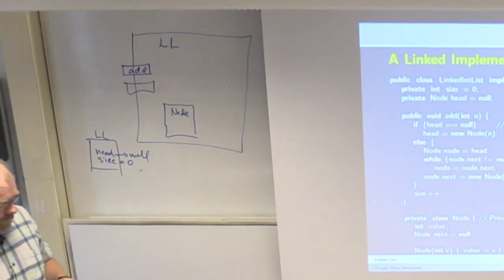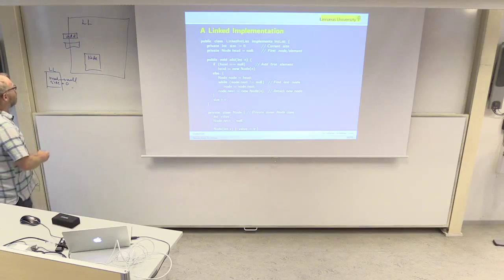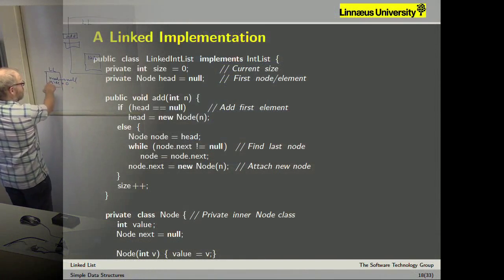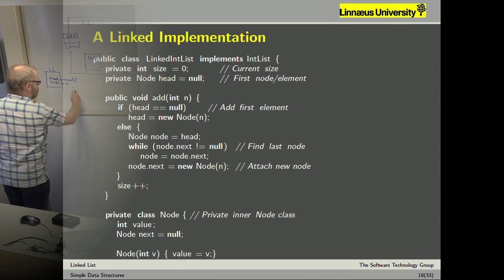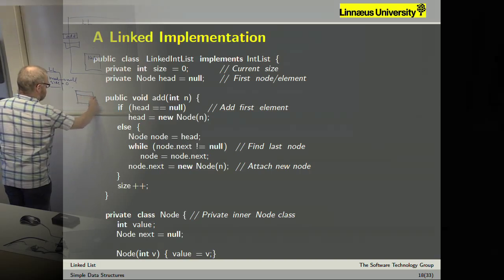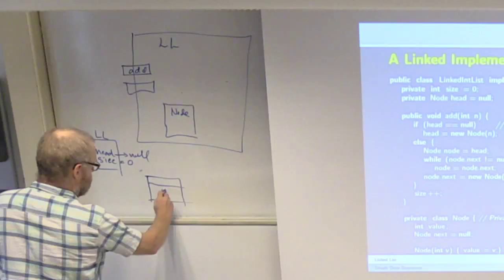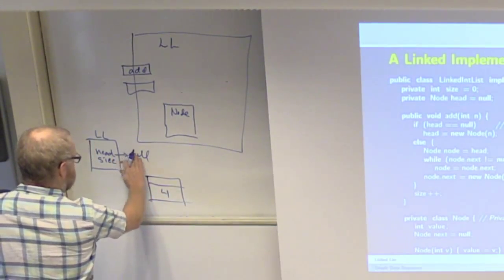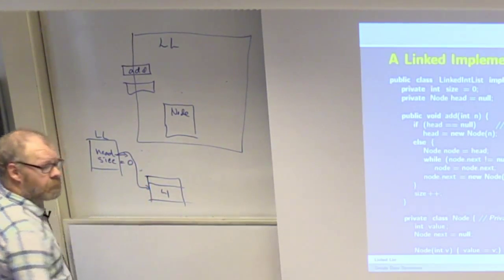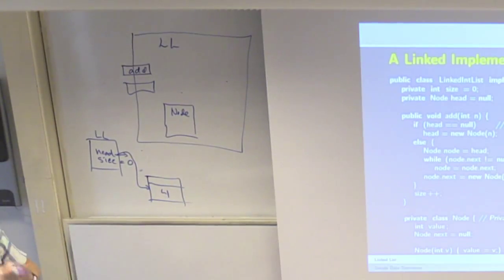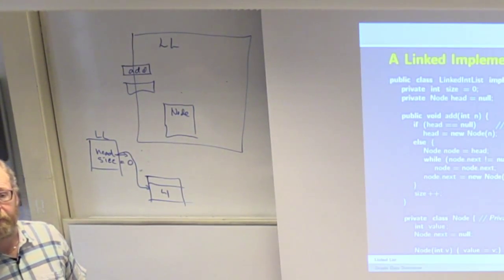When we are adding the first element, we are checking, is head equal to null? Yes, it is. Then we are creating a new node, inserting the value 4, and we are saying that head no longer points to null, it points to the first element. We are adding the first link in the chain.